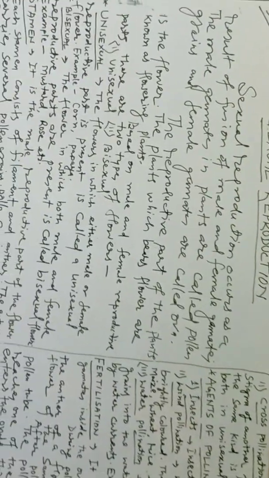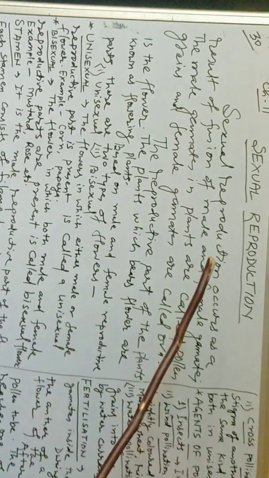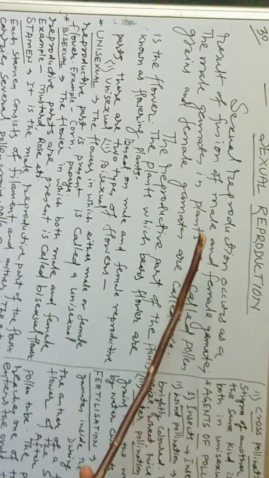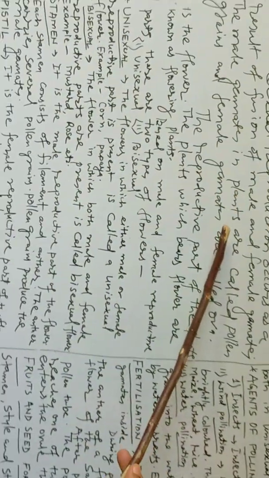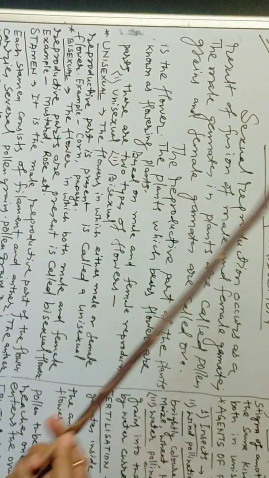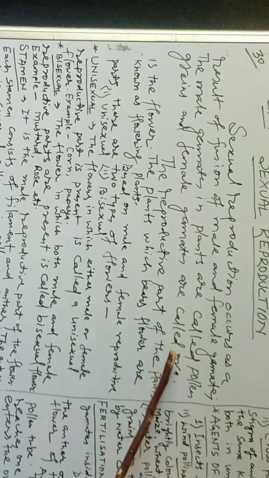In this video we will discuss sexual reproduction in plants. Now just see, in case of asexual reproduction, single gametes are involved, while in case of sexual reproduction, two gametes, that is male gametes and female gametes, are involved. Let us discuss sexual reproduction in plants. Sexual reproduction occurs as a result of fusion of male and female gametes. The male gametes in plants are called pollen grains and female gametes are called ova.